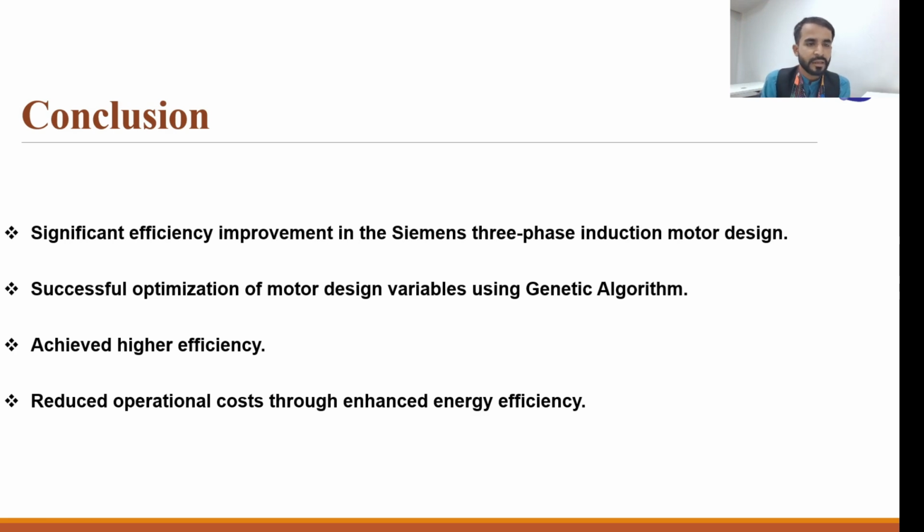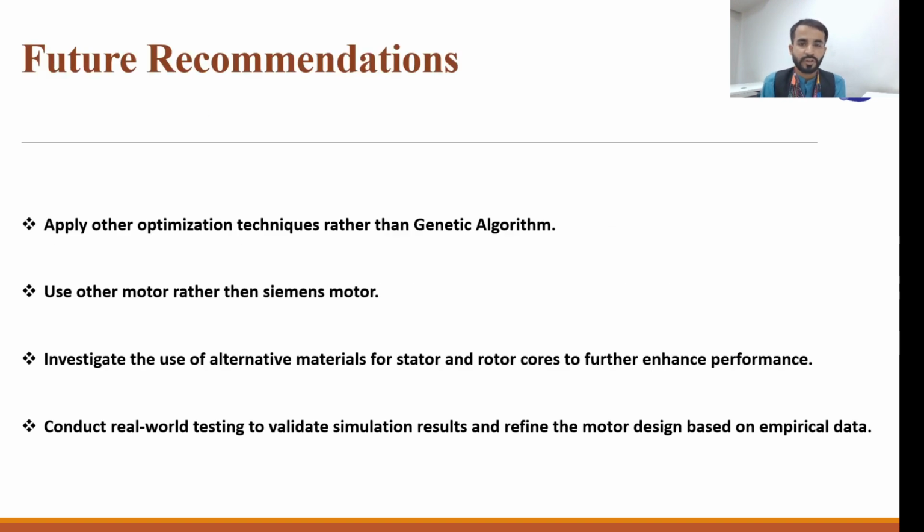And here is the conclusion. In the conclusion section, we can say that there is significant efficiency improvement in the Siemens three-phase induction motor design. Successful optimization of motor design variables using genetic algorithm achieved higher efficiency and reduced operation cost through enhanced energy efficiency. Future recommendations from our side: apply other optimization techniques rather than genetic algorithm, use other motors rather than the Siemens three-phase induction motor, investigate the use of alternative materials for stator and rotor cores to further enhance performance, conduct real-world testing to validate simulation results, and refine the motor design based on empirical data.